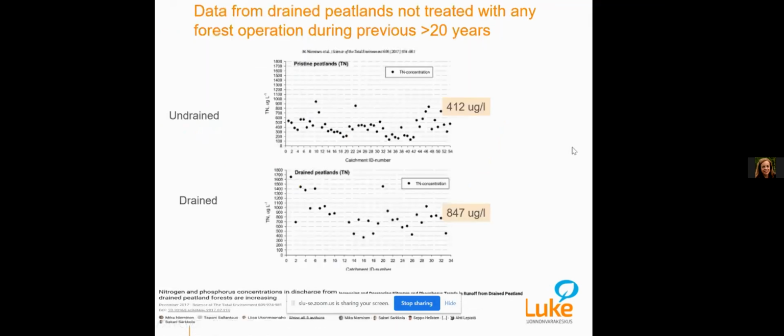However, then we collected data where there were such sites that they had not been treated with any forest operation during the previous 20 years. For many sites, it was 30, 40 years. And according to the prevailing concept, those nutrient exports from undrained and drained peatlands should have been similar. But what we found was that the concentrations from drained peatlands were significantly higher than from undrained peatlands. They were 2 to 3 times higher.